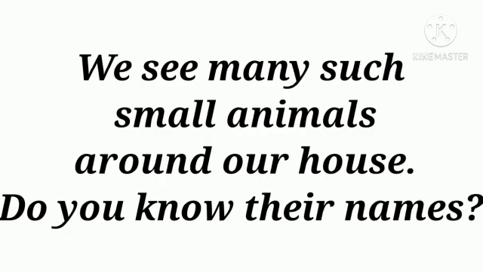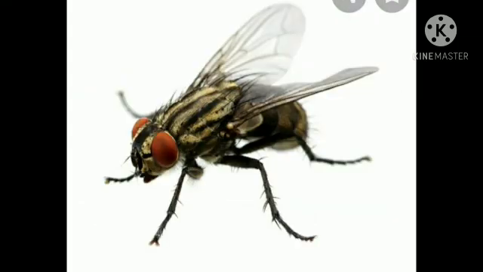So students, we see many such small animals around us. Do you know their names? Let's see some examples. So students, see, this is an ant. This insect is called a housefly.